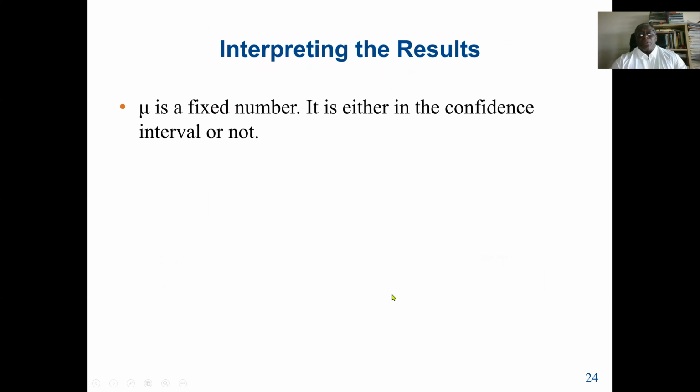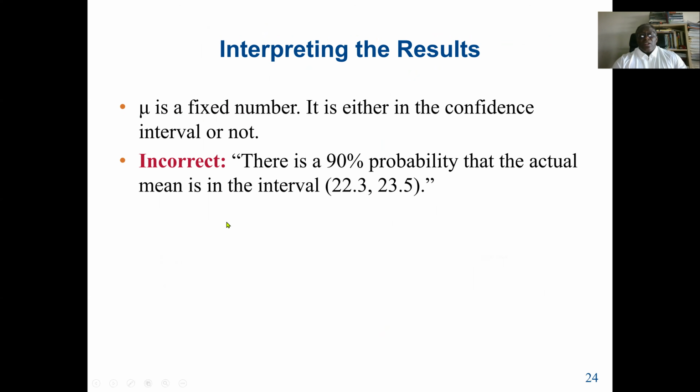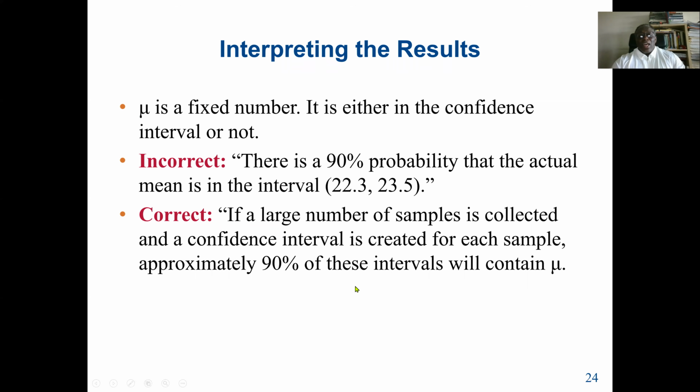Now the next is how to interpret the result that we get. We say mu is a fixed number, so it is either in the confidence interval or not. So incorrectly, we can say there's a 90% probability that the actual mean is in the interval. This is wrong. But the correct way is to say that if a large number of samples is collected and a confidence interval is created for each sample, then approximately 90% of these intervals will contain the mean.